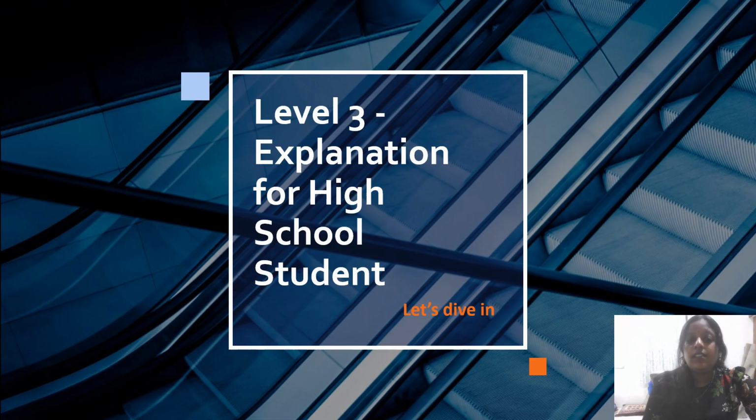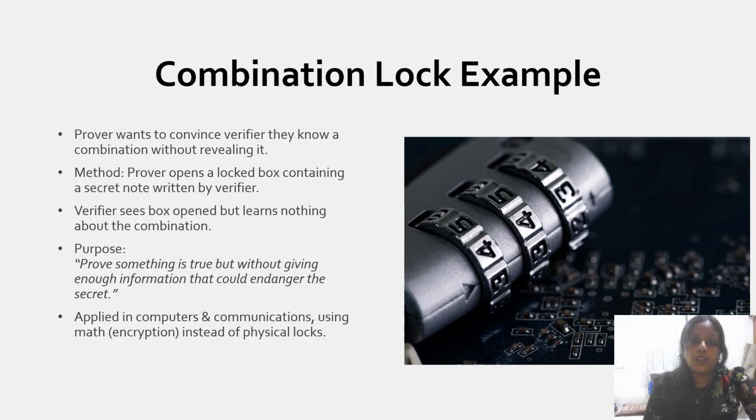Moving ahead to the level 3 explanation, in terms of a high school student. This is a very simple use case that can be put to use even right now. Combination lock example. Imagine proving you know a combination lock's code without telling me the code. You could open a locked box containing a secret note that I wrote. By opening the box, you prove that you know the combination to open the locked box, but I learn nothing about the code itself. I'm not aware of what code you used to open the box.